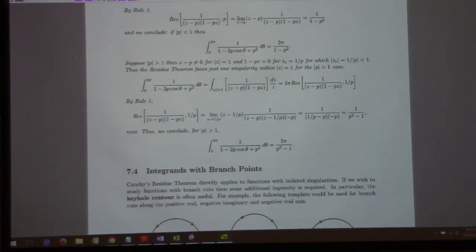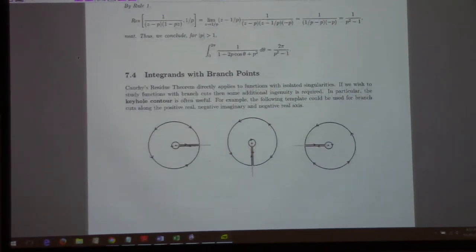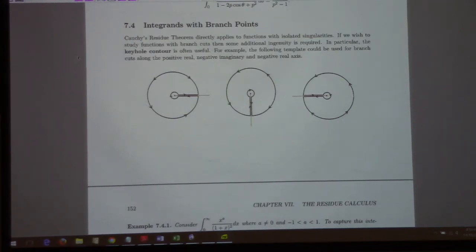Here's a general version of that one for the integral from 0 to 2 pi of 1 over 1 minus 2p cosine theta plus p squared. Just works out to that. But anyway, anytime you do an integral with a variable in it, of course, that increases suffering. The other kind of integrands you can do in complex analysis are integrals with branch points.